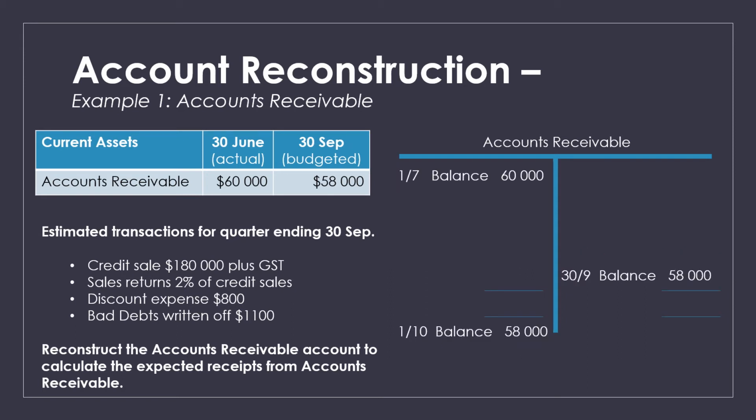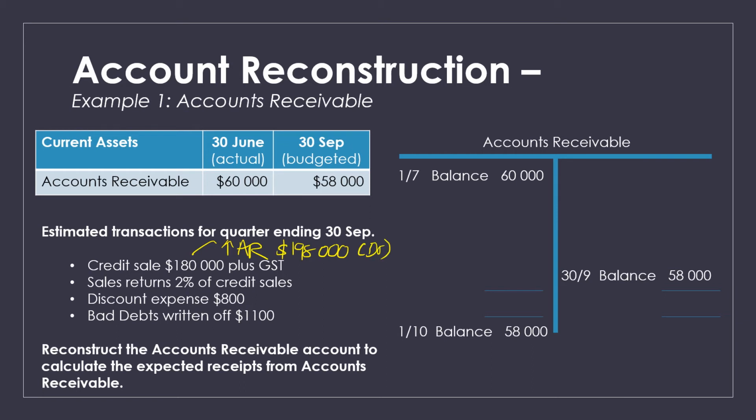The next thing that we need to do is to record the estimated transactions for the quarter ending 30th of September. Let's start with the credit sales of $180,000 plus GST. This transaction will lead to an increase in the accounts receivable since it's a credit sale. And the increase is by $198,000 because the total amount including GST is owed by the accounts receivable.